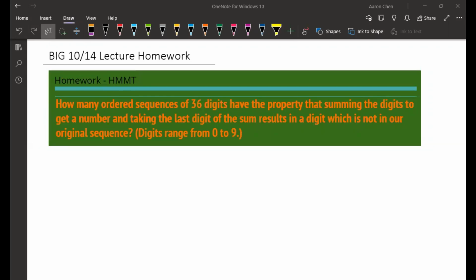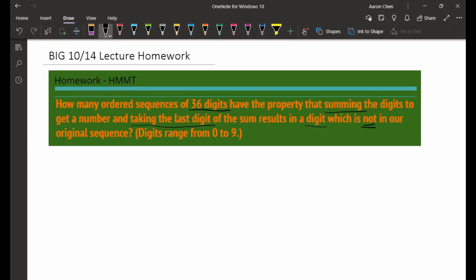So we want to find the number of ordered sequences of 36 digits that have the property that when you take the sum of the digits, and then take the last digit of the sum, that digit is not in the original sequence.